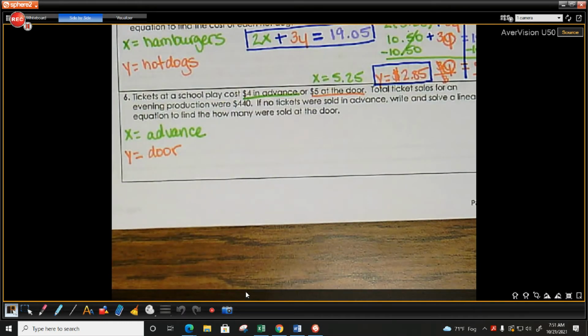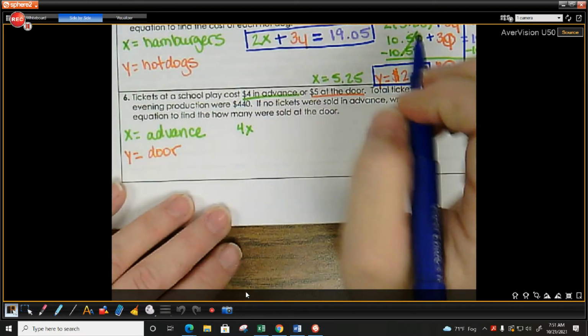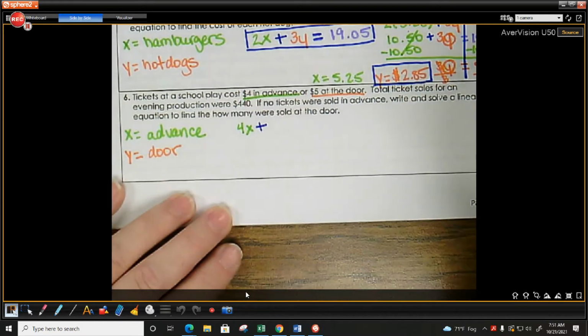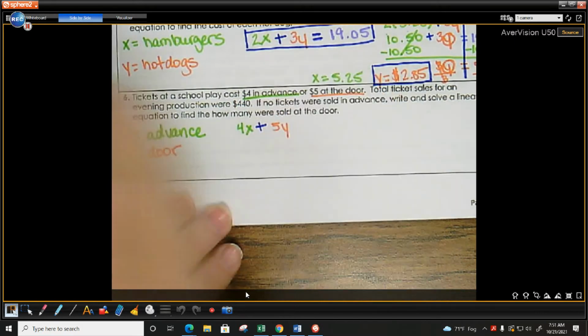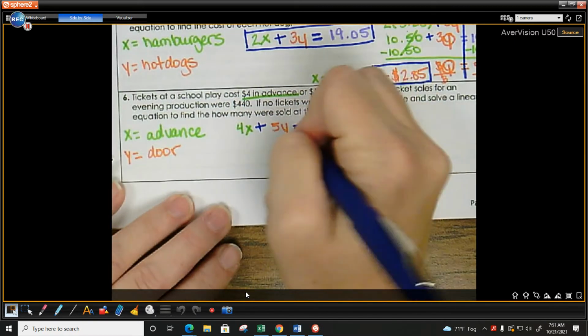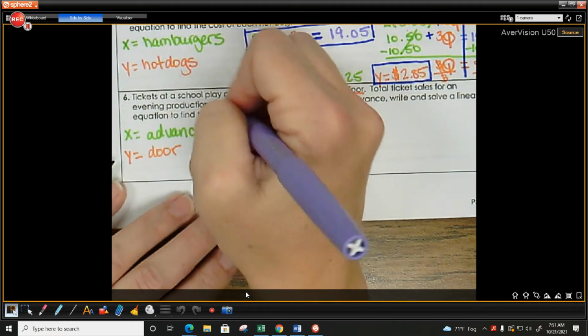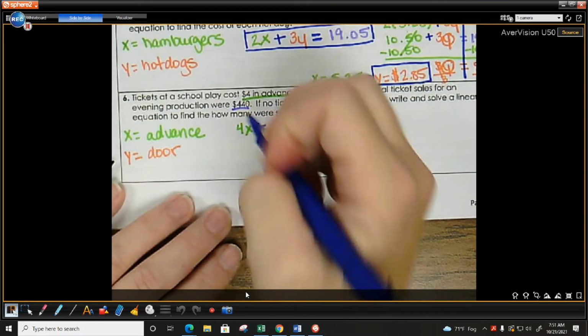How much are our advance tickets? $4 per ticket. So how would I write that? 4X. Very good. We're selling more than just advance tickets, so plus, how much are the door tickets? So 5Y, for a total cost of what? $440. That's the total.